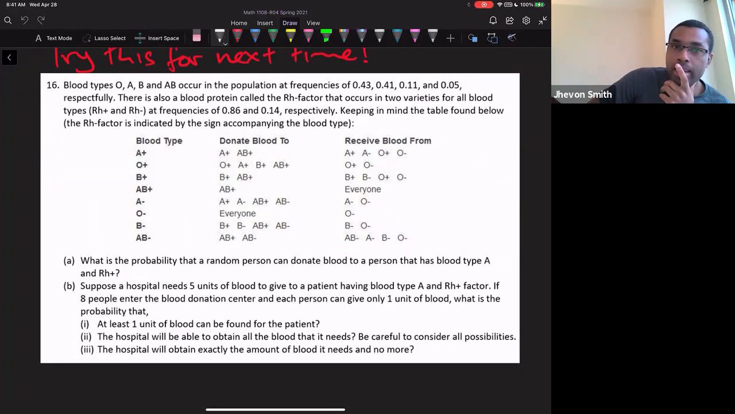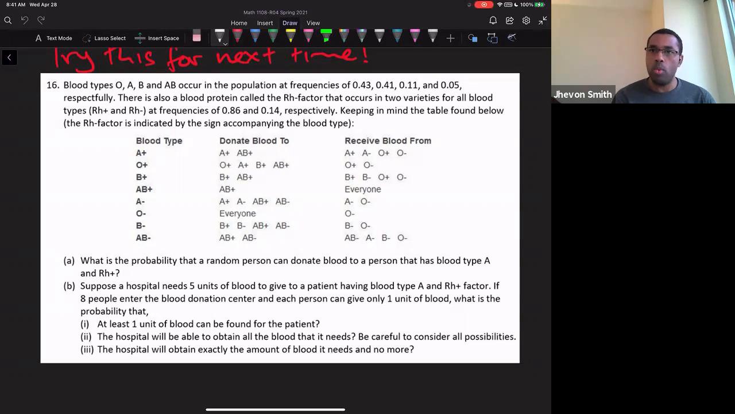We're assuming there are 4 blood types, O, A, B, and AB, and they occur in the population with these frequencies. You can think of those as the probability that someone will have a certain blood type. So there's a 43% chance that someone has blood type O, 41% chance that someone has blood type A, 11% chance that someone has a B blood type, and 0.05, there's a 5% chance that someone will have AB blood type. Okay. There are also things that are called RH factors. These are protein factors in your blood.